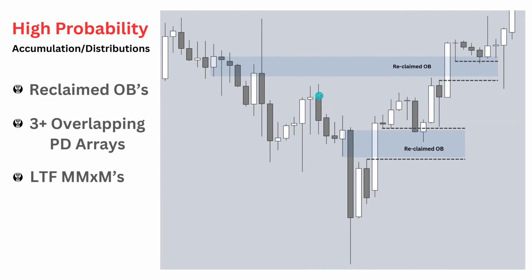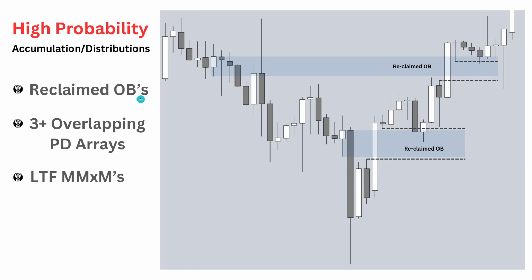Moving on, we're going to look at higher probability accumulations and distribution zones. So we're going to mainly talk about this buy side of the curve going up here as we're reaccumulating positions. We want to look for where the reclaimed OBs are. So I'm going to go through all these points.